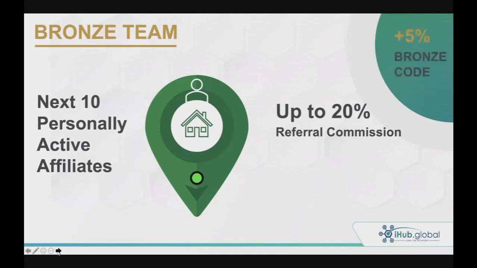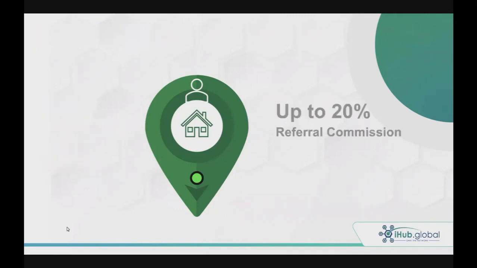Plus you get a 5% bronze code. Remember that code match in the pro team? It's going to start to make sense here towards the end. But you actually get a 5% code match as well on the next 10. And it starts with number 6. I'm showing you the whole team here, but it starts with number 6, your bronze team. After you've built out your bronze team, you're going to move on to a silver team.